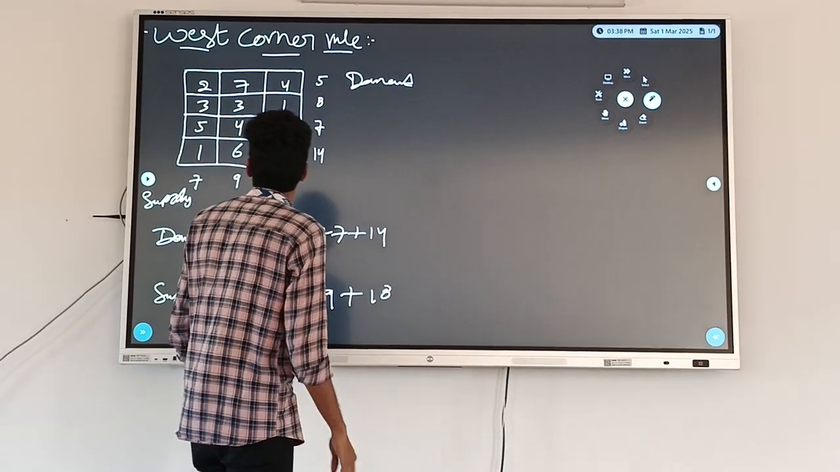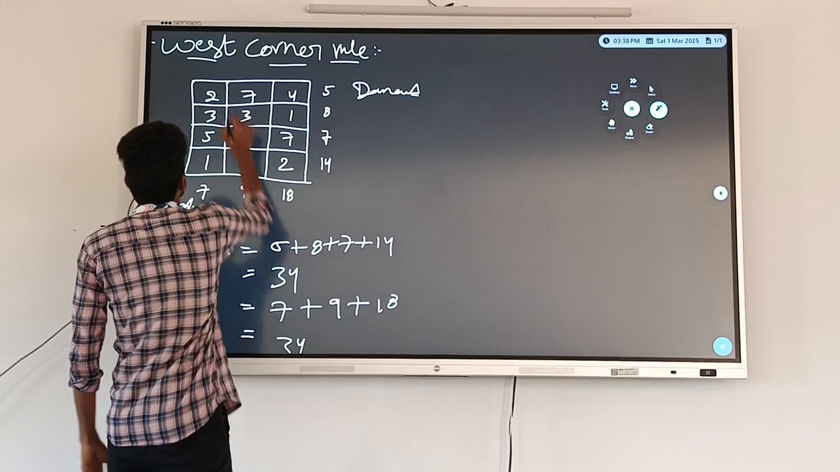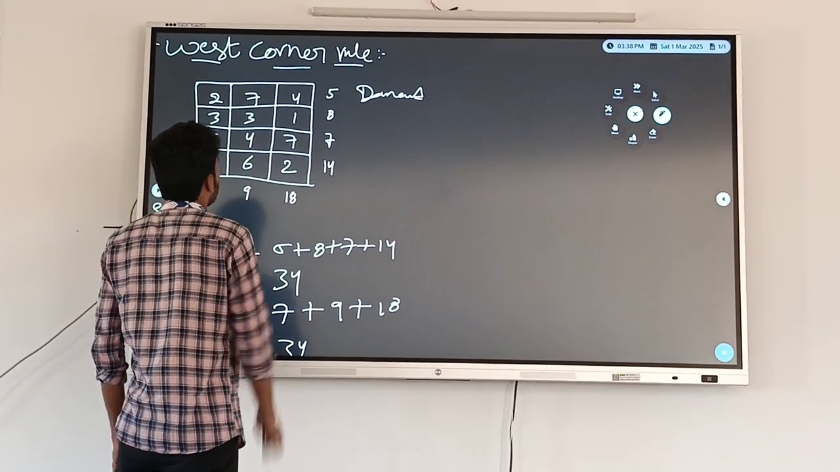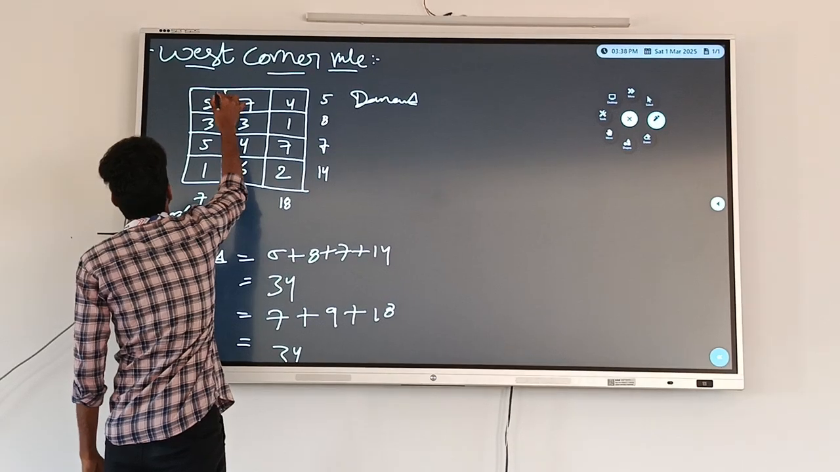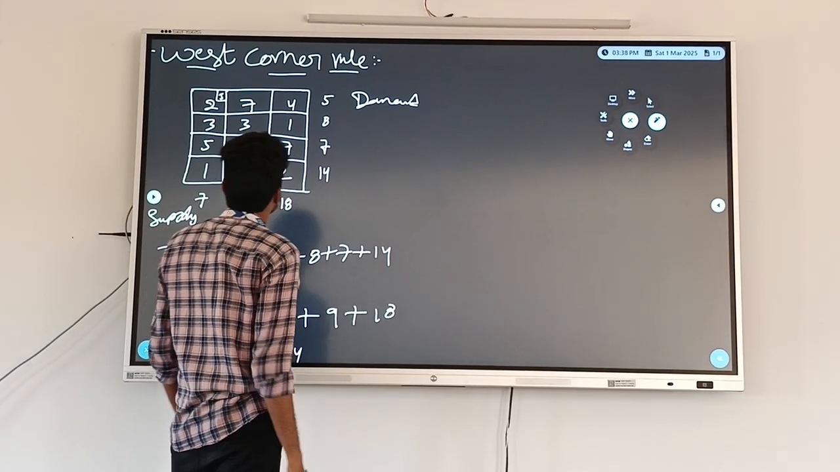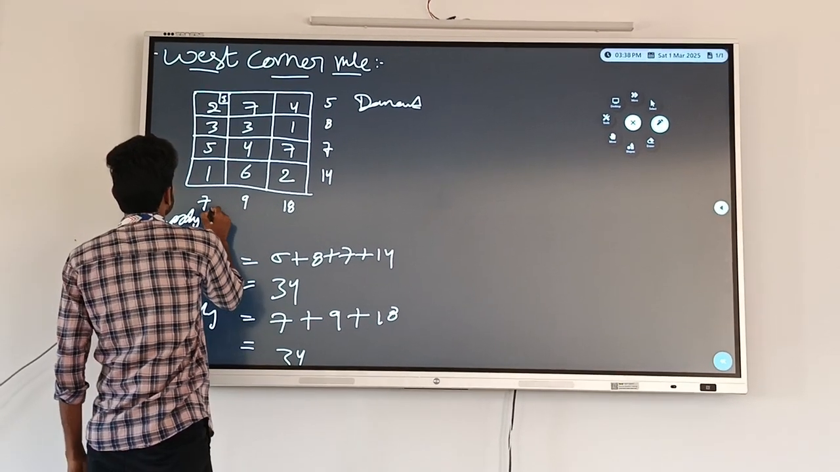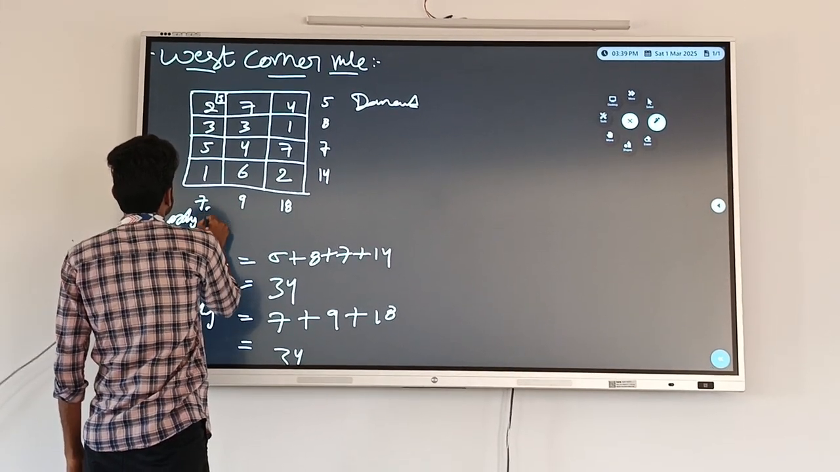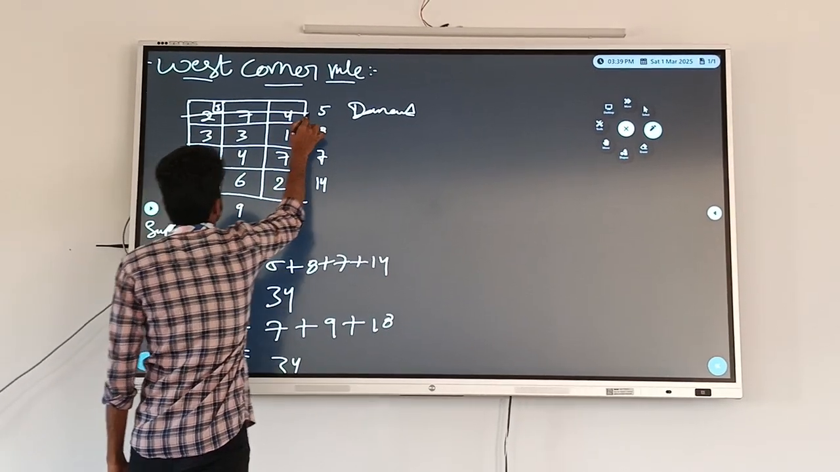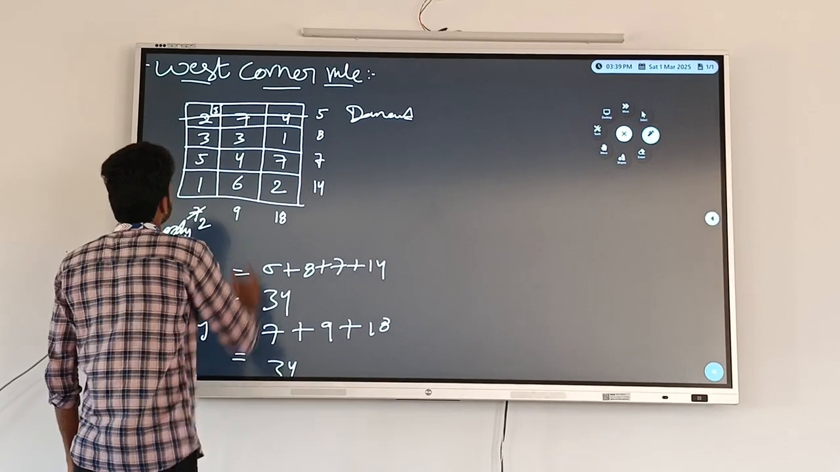Next we have to find the demand values and supply values. Minimum value is 5. Then write this here. Then difference between supply value and demand value is 2. Strike this column.